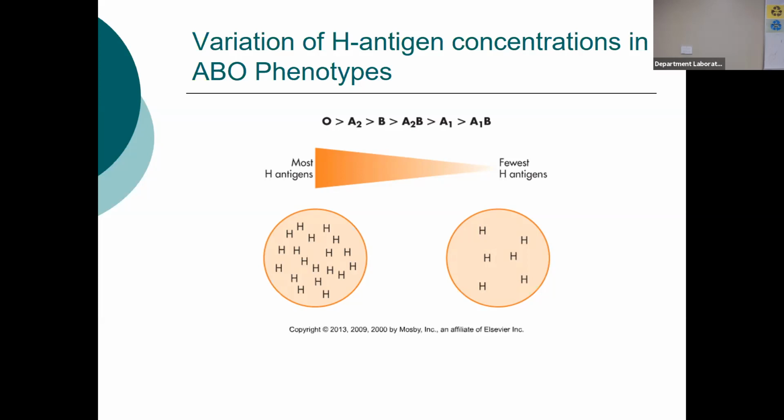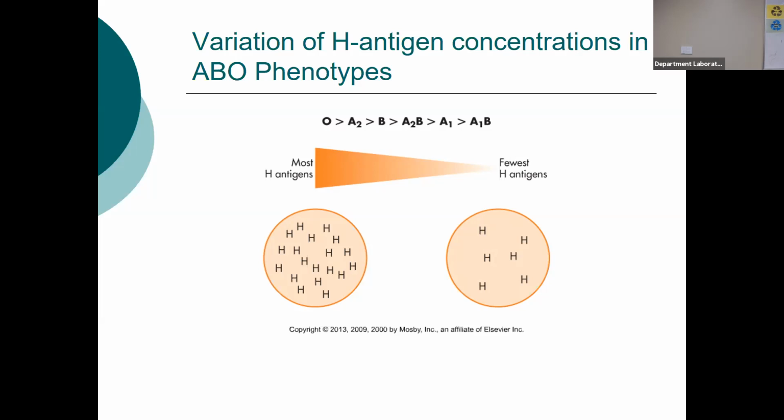Followed by B and then A2B. Remember, when you have both antigens involved, you're going to have lower amounts of H being detectable. A2 is again not as strong as A1, so that's why A1B is at the lowest amount of H, because you have both N-acetylgalactosamine and D-galactose acting on that fucose. And then A1. That makes sense to everybody? This is the amount of H being produced. So O is going to have the most.